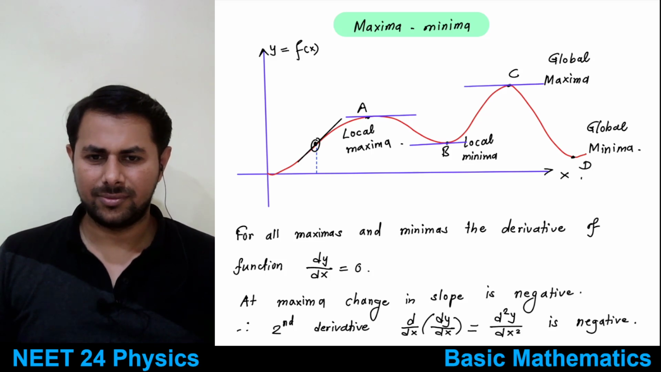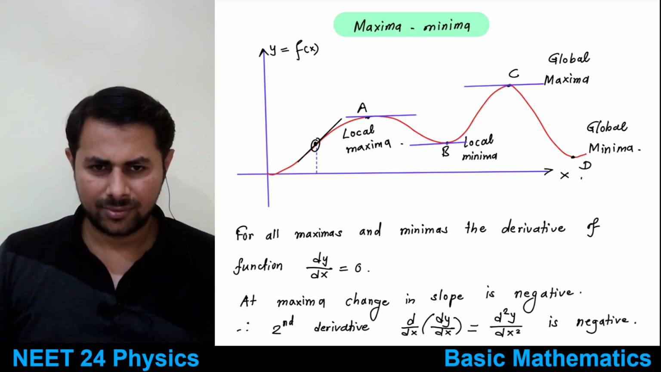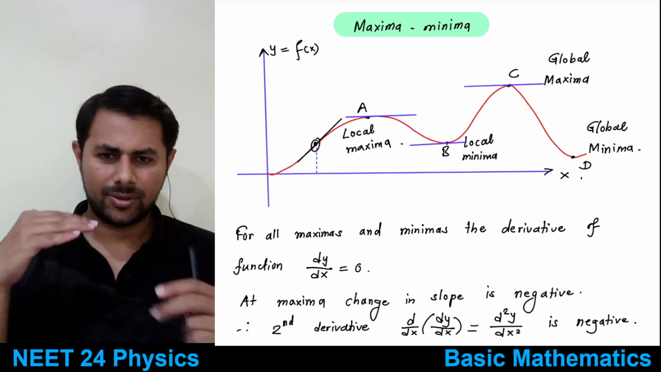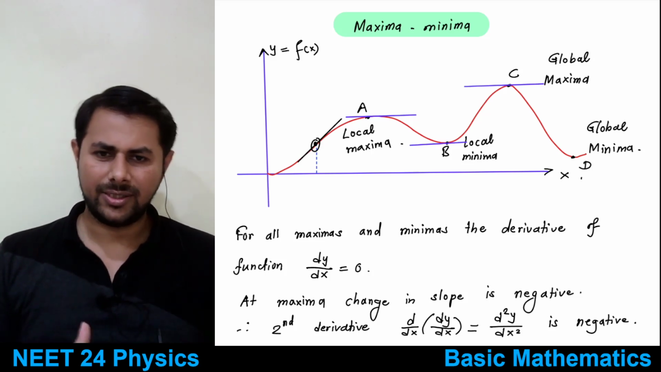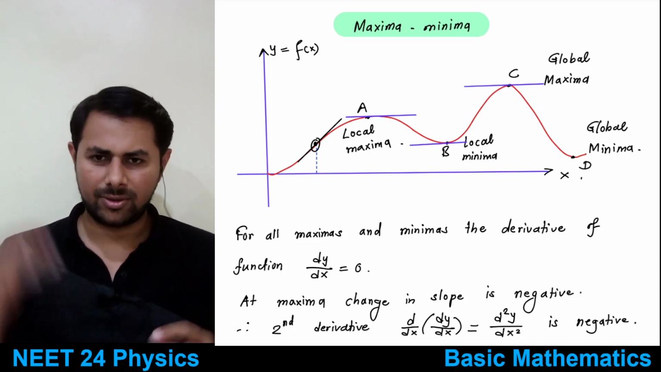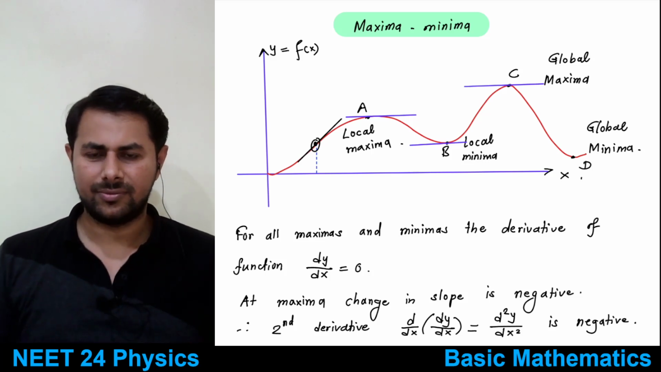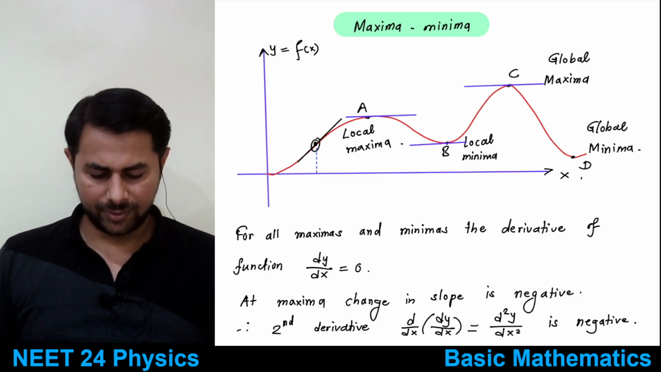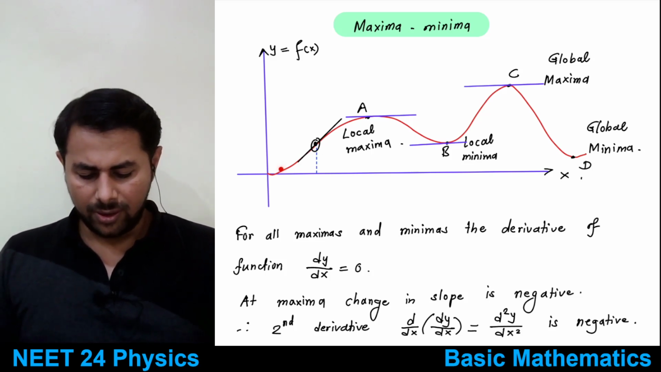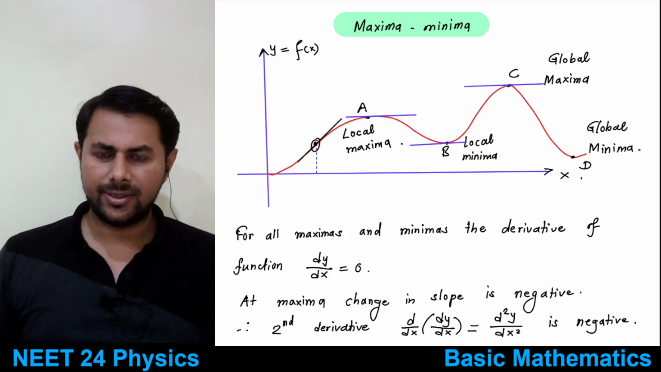Yes, the lowest and the highest one, it is called the global. Okay, global minima, global maxima. Okay, good. So my question is, how do we find the slope of a curve?